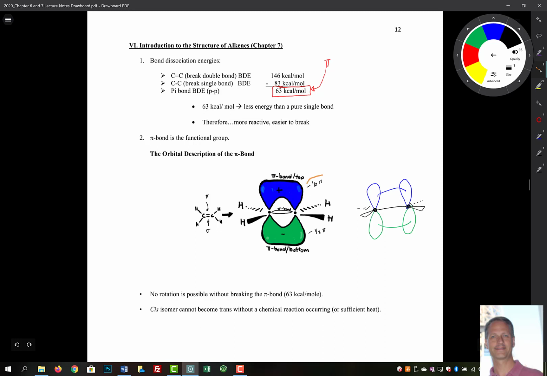Now, of course, here it says half the pi bond is up here and half of the pi bond is down there, right? So this is really an indication of the parts of the pi bond. It's not like a negative 1/2 or anything like that. All right, now we know also that we don't have free rotation about a carbon-carbon double bond. It requires 63 kcals per mole to get that rotation. So the cis isomer cannot become trans without either a chemical reaction or sufficient heat to overcome that activation energy barrier.